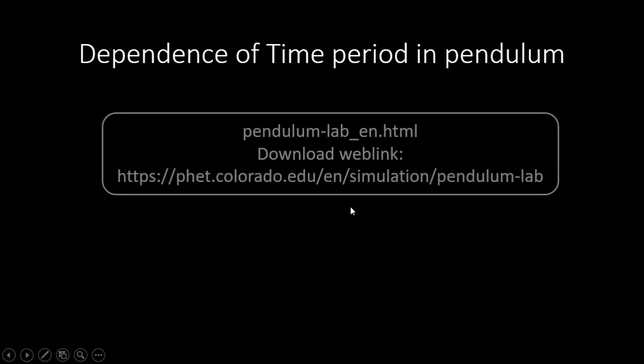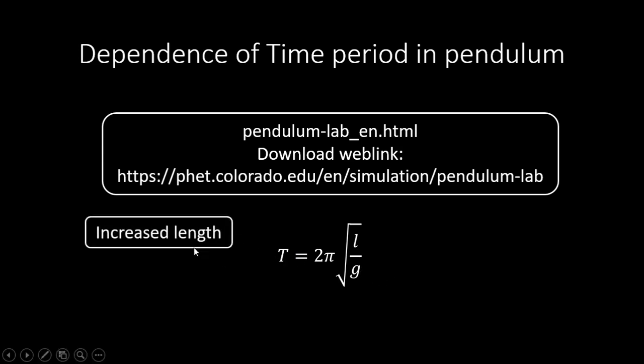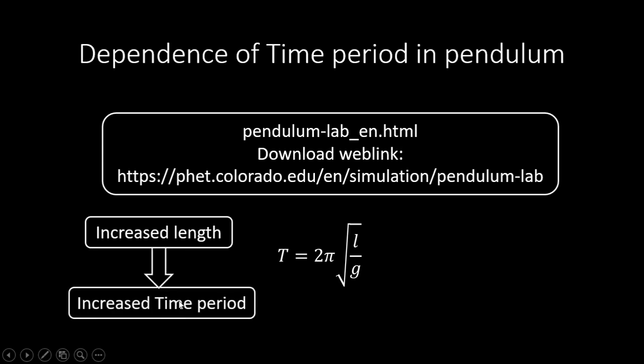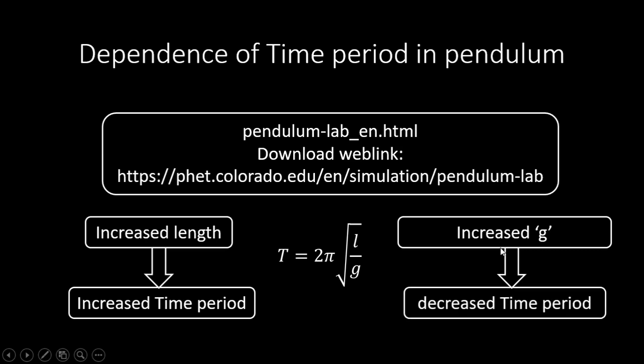And now we'll understand how the time period depends on the gravitational acceleration and length of the simple pendulum. In a simple pendulum, we know from the formula T equal to 2π root over L by g, that means time period is proportional to the square root of the length of the simple pendulum, and time period is also inversely proportional to the square root of gravitational acceleration. That means if there is increased length, there is increased time period, and if there is increased g, there is decreased time period.